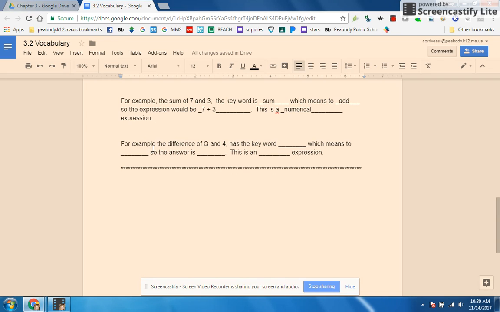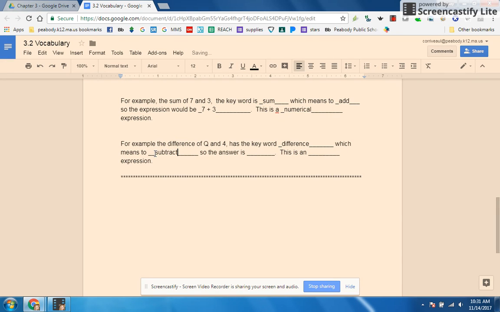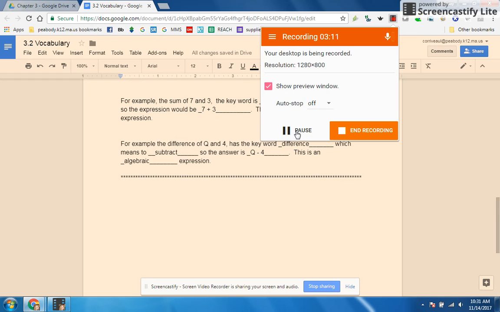All right, let's try this one. The difference of Q and 4. So the keyword is difference. That would mean subtraction. So the answer is going to look like Q minus 4. And this is what type of expression? Algebraic, because it has at least one letter. All right, so we're going to try some of these in the big ideas.